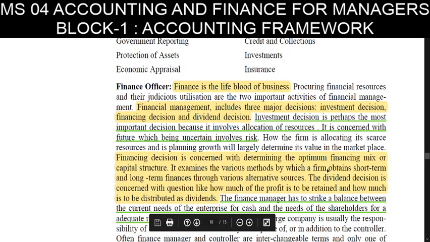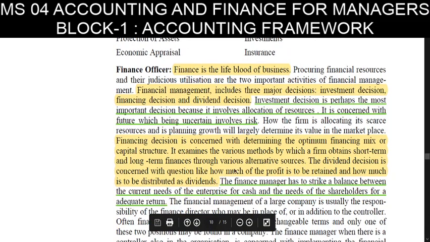Financing decision is concerned with determining the optimum financing mix or capital structure. It examines the various methods by which a firm obtains short-term and long-term finances through various alternative sources. The sentences are academic in nature. The summary is: financing decision means obtaining finances in an optimum manner. There should be a balance of short-term finances and long-term finances. It's an optimum financing mix.